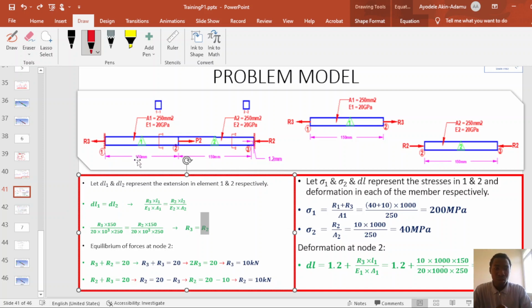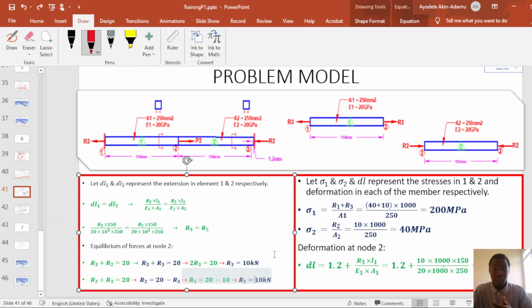You can still take your L1 to be 150 mm, L2 to be also 150 mm. So using this equilibrium compatibility equation, we get R3 equals R2. And also using the equilibrium of force equation, R3 plus R2 equals P1 equals P2, and P2 equals 20 kilonewton, which we have determined in my previous slide. So if we substitute this equation in this equation, we get R3 equals 10 kilonewton, and we also get R2 equals 10 kilonewton.